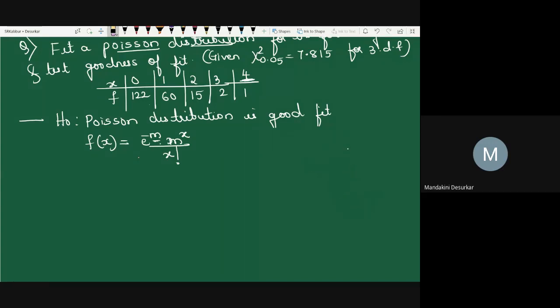Final exam I'm talking about. You have to understand the things. So f of x is e raised to minus m, m raised to x, divided by x factorial. Now what I have is the m value, how will I calculate? It is summation f into x divided by summation of f. This is my formula.